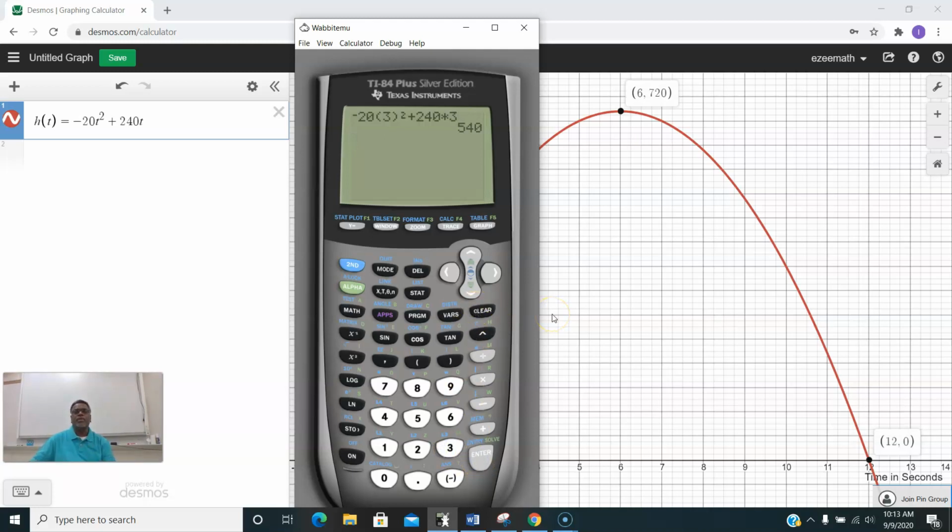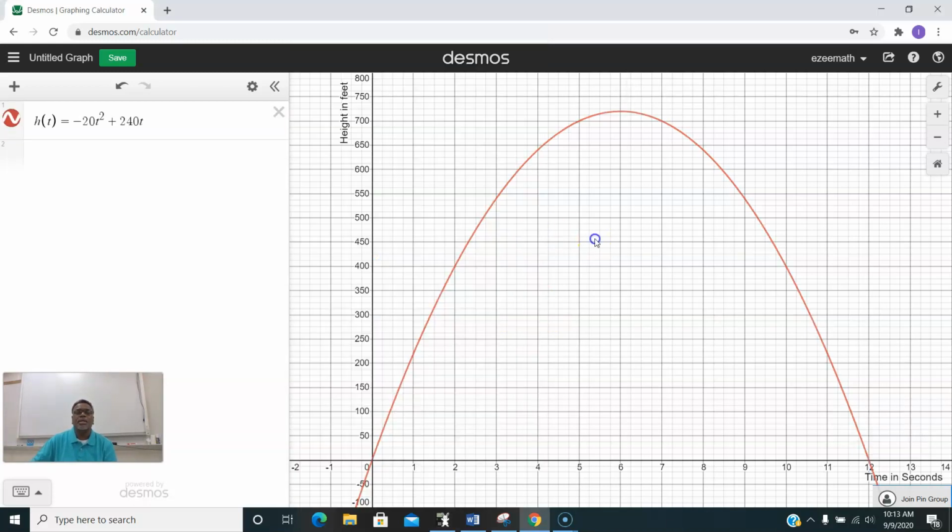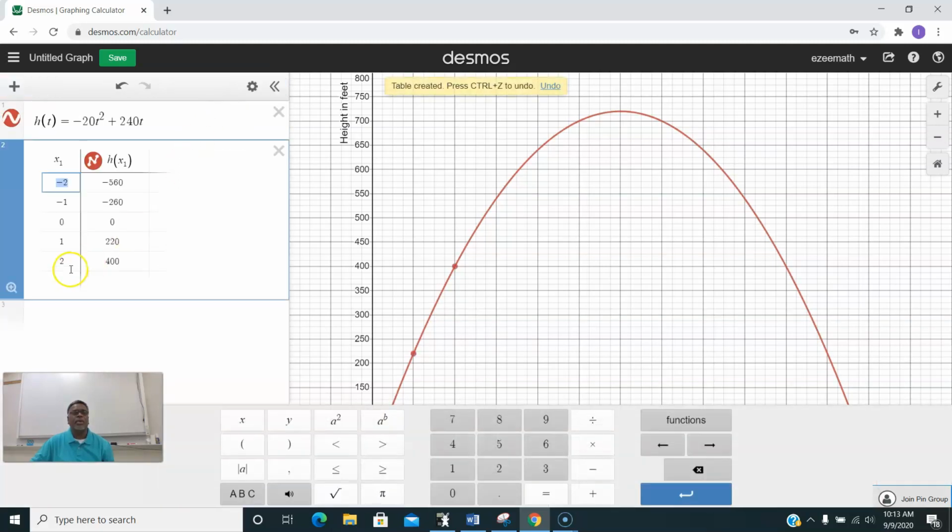540 is the value in 3 seconds. The height of the rocket reached up to a height of 540. Likewise for each second, if you have to calculate using the calculator, sometimes it's a longer process. Let me show you a shortcut. Go to this edit list and then convert this into a table. Now you have your values.